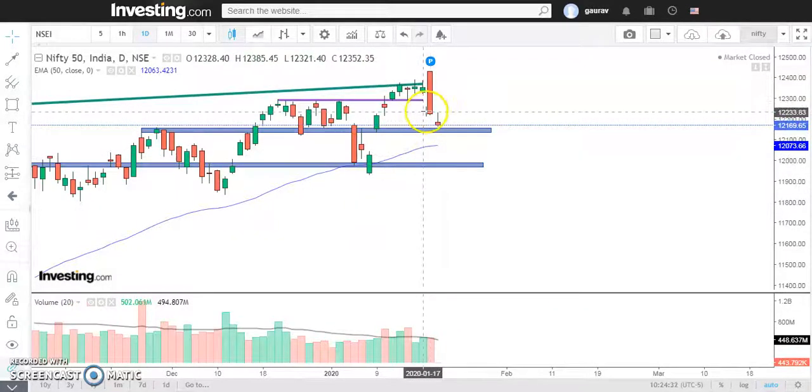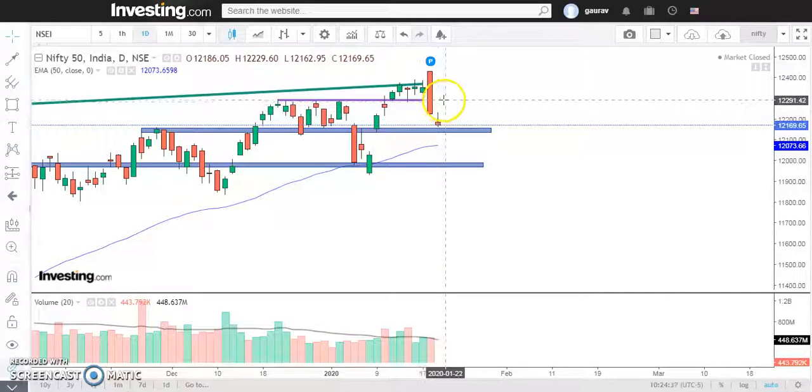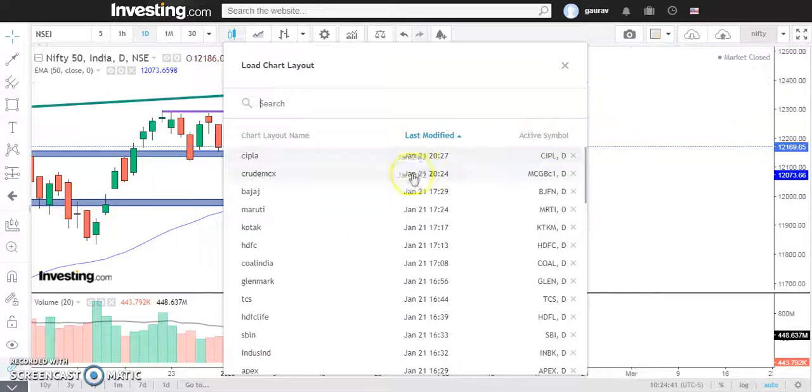So this is the Nifty chart. If we trade above this zone, we will be heading toward this pink zone, which is 291.92. So basically you have to note these levels. So let's get started with another script.